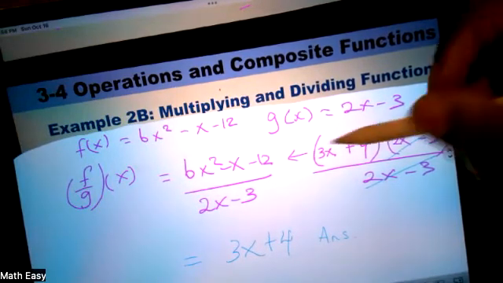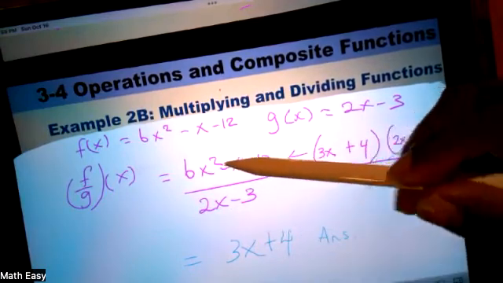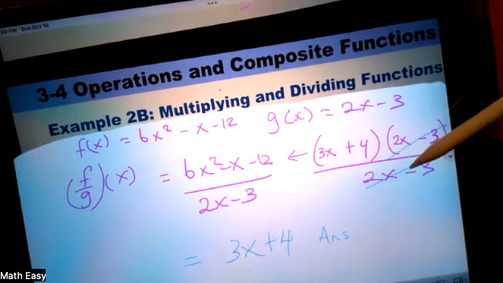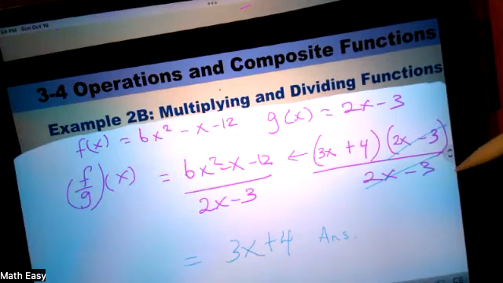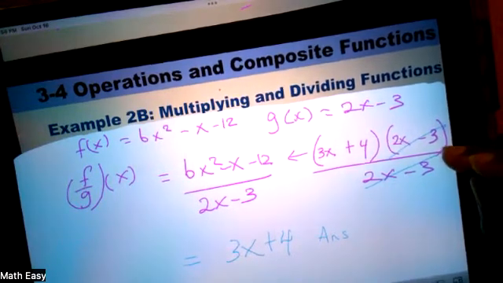All right, so when factorizing your numerator, chances are your denominator would cancel with one of the factors, and you can simplify and get your answer from that.